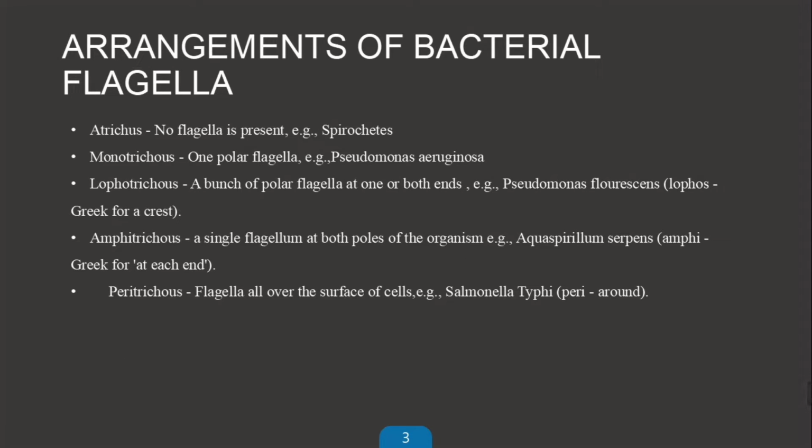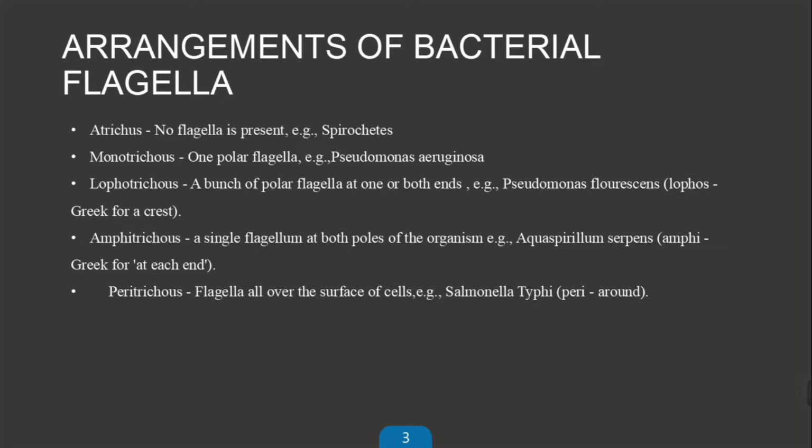Arrangement of bacterial flagella. There are several types of bacterial flagella arrangements. First, atrichous: no flagella is present. Example: spirochetes. Monotrichous: one polar flagellum. Example: Pseudomonas aeruginosa. Lophotrichous: a bunch of polar flagella at one or both ends. Example: Pseudomonas fluorescens. Lophos means Greek for a crest.